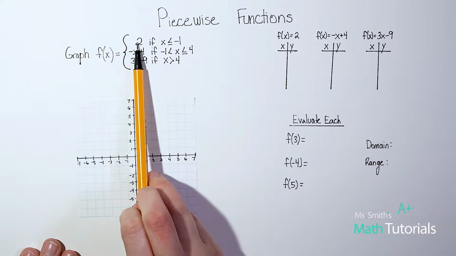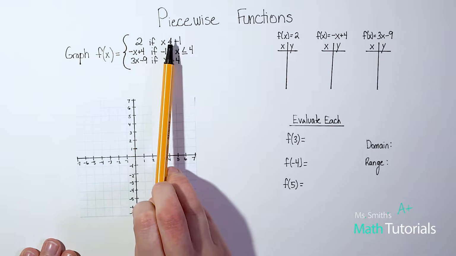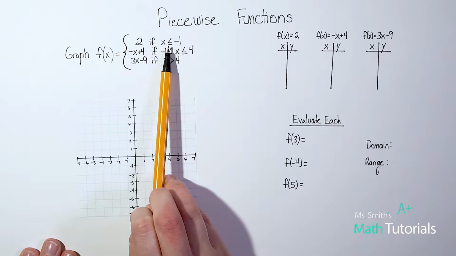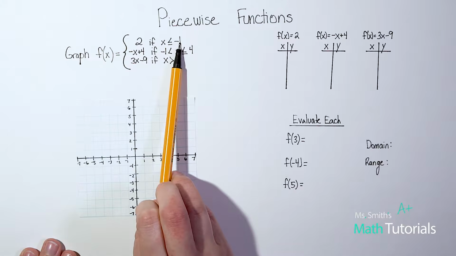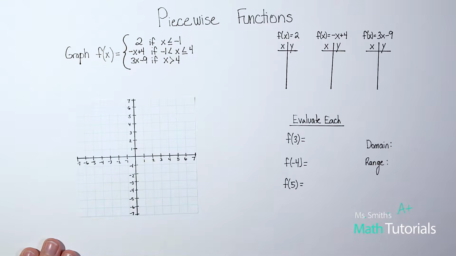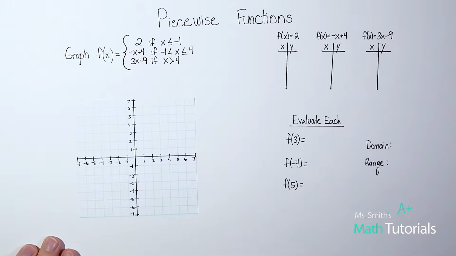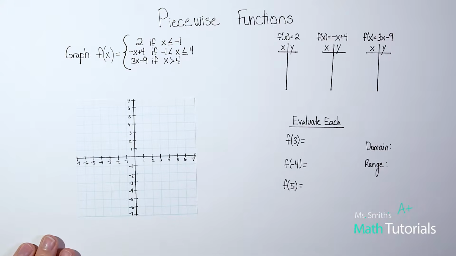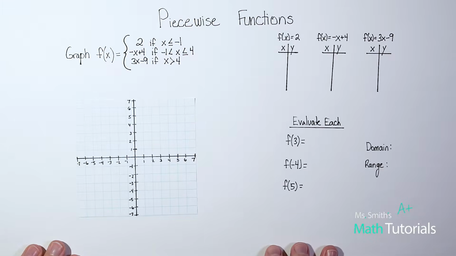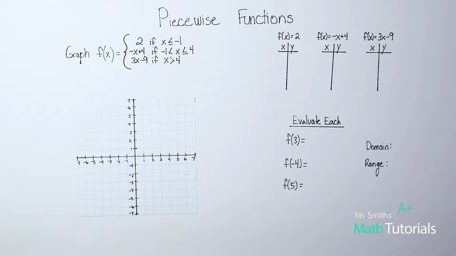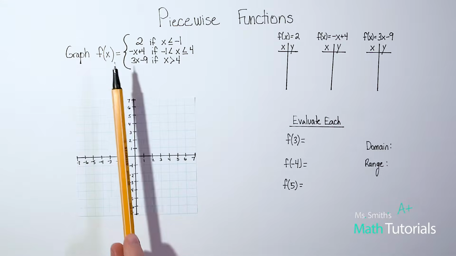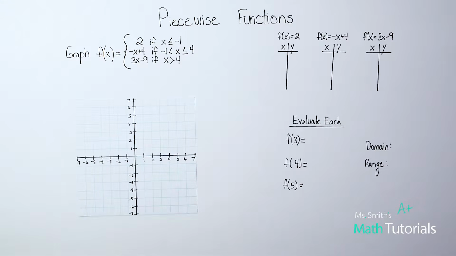We've got y equals 2 if x is less than or equal to -1. So that means we only are talking about the numbers less than -1 or equal to -1. So we've got -1, -2, -3, -4. I could keep going forever, okay? Any number less than -1, we will use that first function. Now let's move on to the second one.